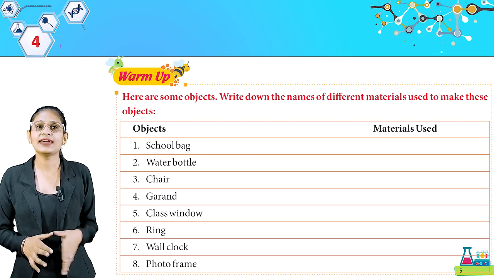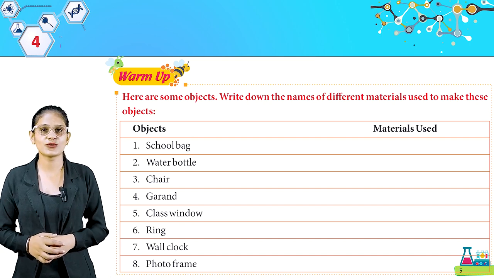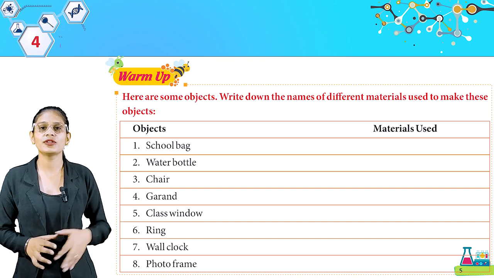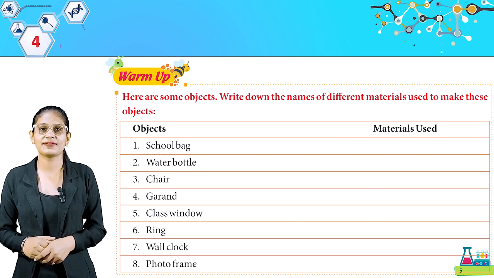Let's warm up. Here are some objects. Write down the names of different materials used to make these objects. Here is an object, a school bag, and a water bottle. So you have to write the materials used. You can do it by yourself.